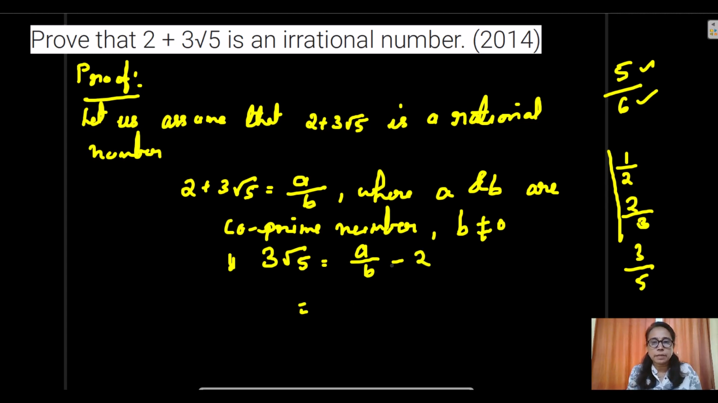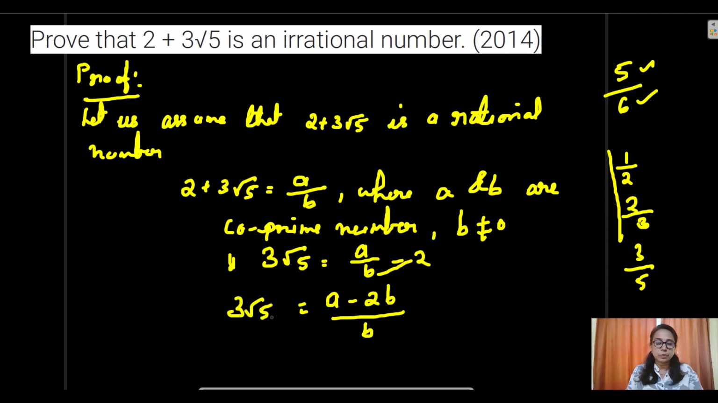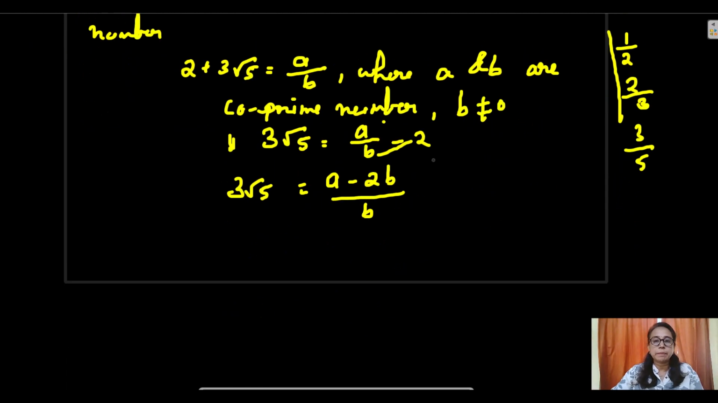What is a by b minus 2? What is the common factor? What is the LCM? b's LCM, right? So multiply b into 2. That is a minus 2b upon b. Okay, so 3 root 5 is equal to a minus 2b by b.